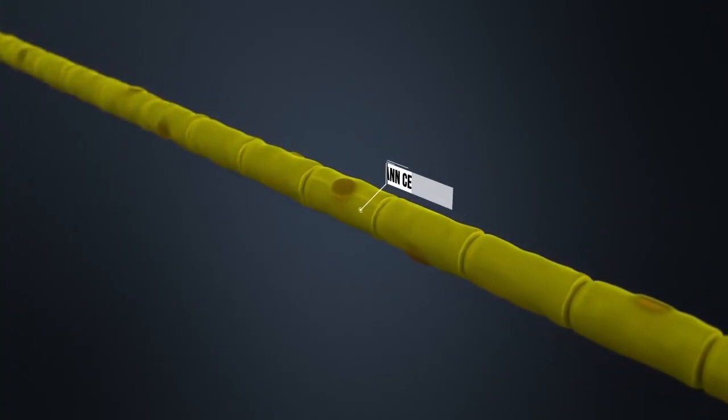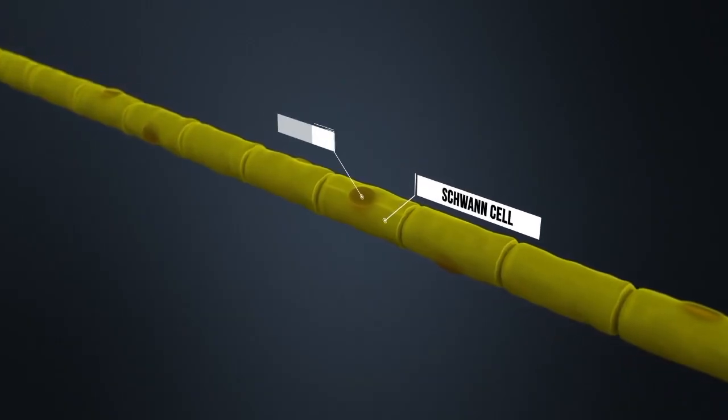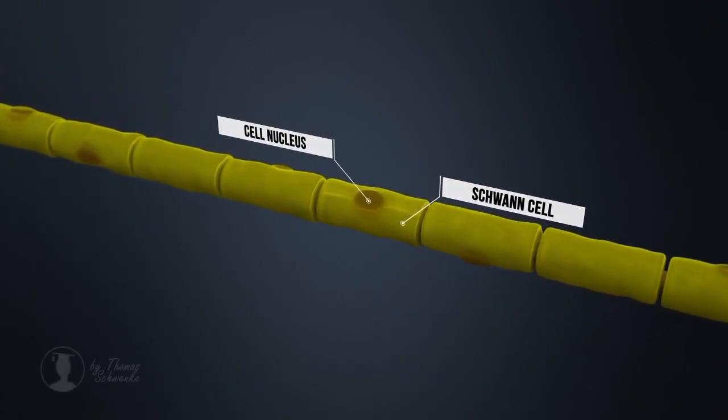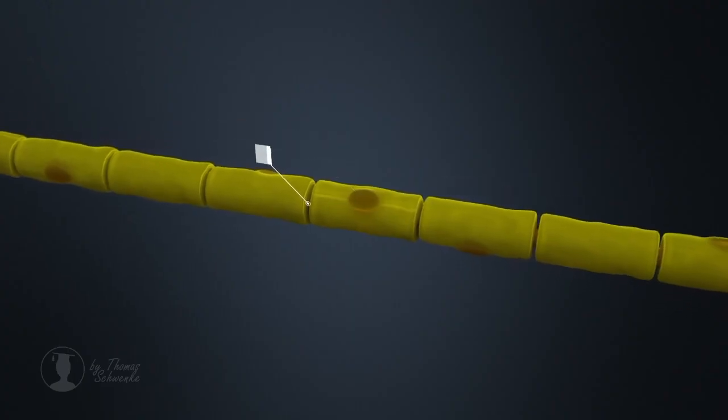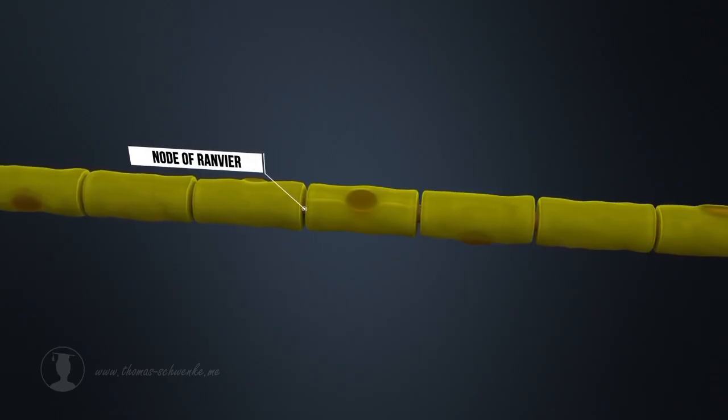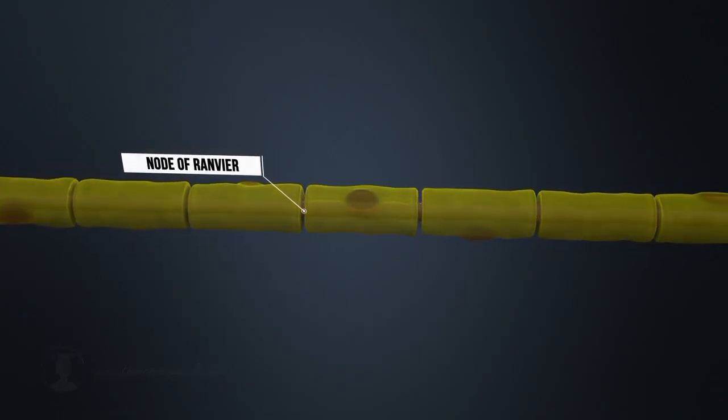If these cells are wrapped around the axon several times, they are able to increase the conduction speed of an impulse. The increase in conduction speed is achieved by regular interruptions, which are known as nodes of Ranvier. The cell uses an axon to conduct electrical impulses.